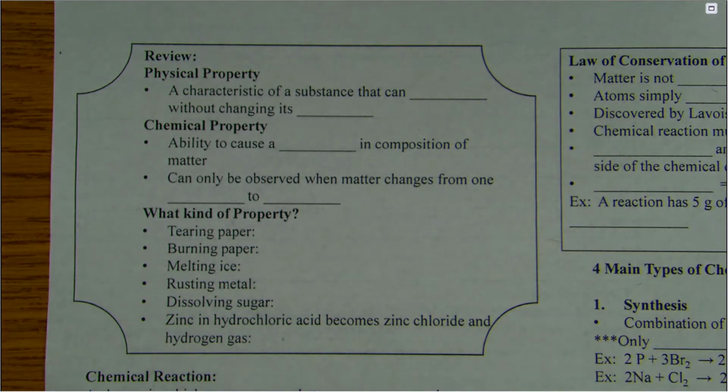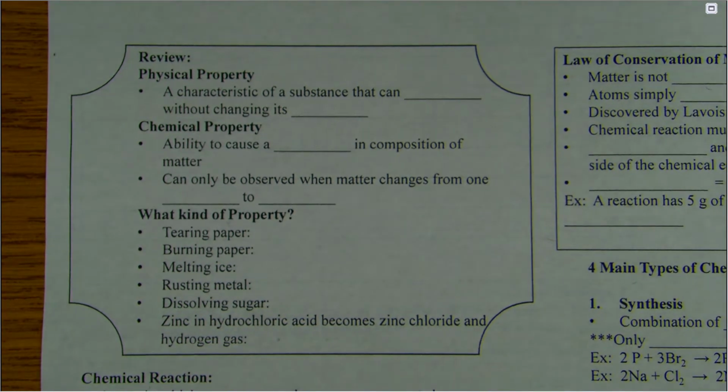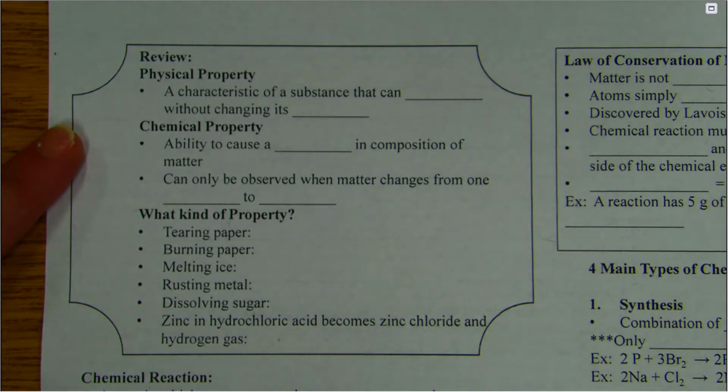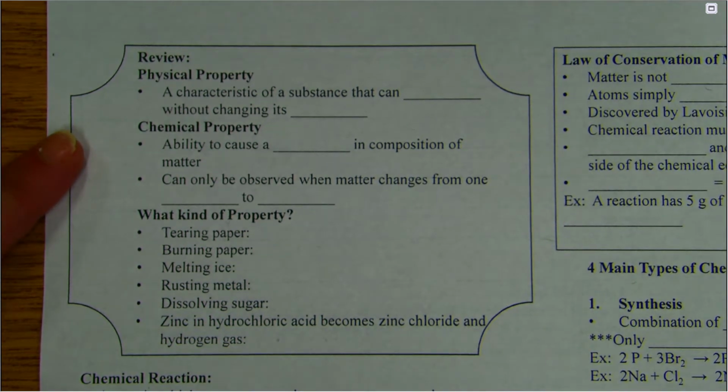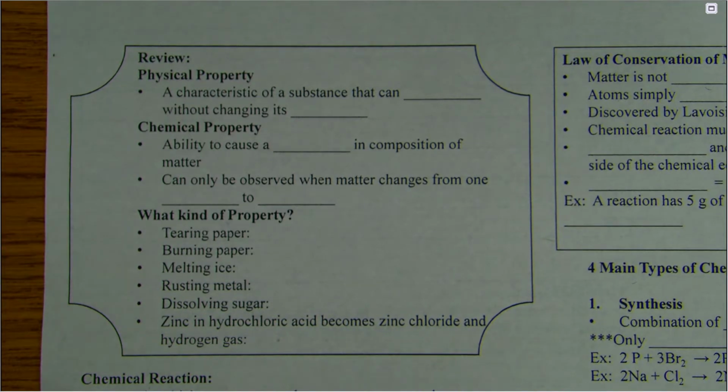So in this unit, we are going to look at chemical reactions. Before we start with chemical reactions, let's do a review of our Unit 2 material. We talked about physical and chemical properties and physical and chemical changes.